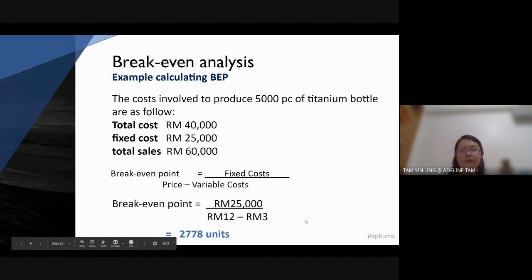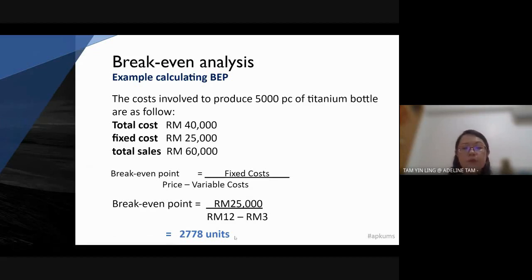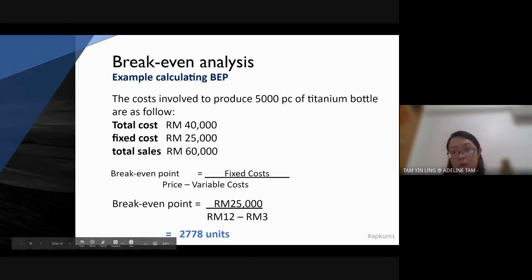It means that, look at this example, the higher your fixed cost, your cost of rental and other things, the higher the quantity you need to sell. Of course, for big companies, selling more than 2,700 units of bottles is not a big amount for a big company.